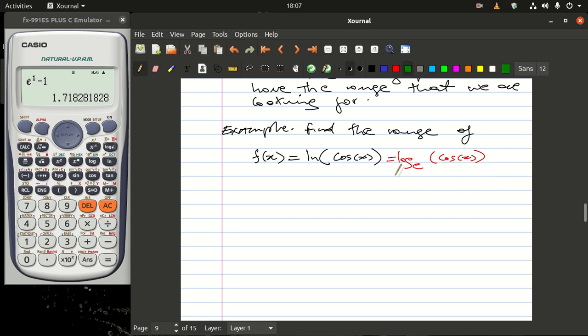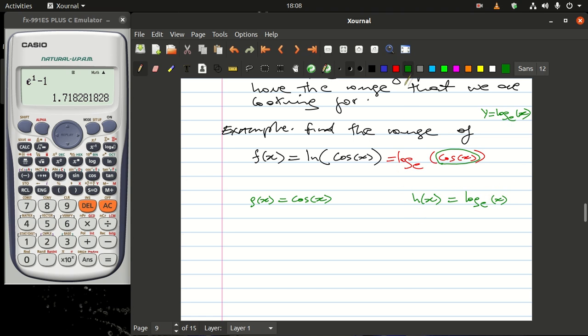Right, we know the function. Let me use this one here. We know the function y is equal to log base e of x, how it looks like. But here now we have this cosine that is sitting inside. That function that is sitting inside is the one we call g of x. So we say g of x is the one function that is sitting inside, which is cosine of x. And then if I replace this by x, I will end up having my h of x, which is equal to log e of x.